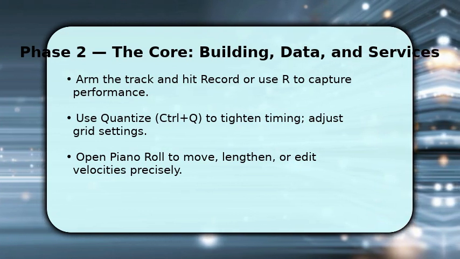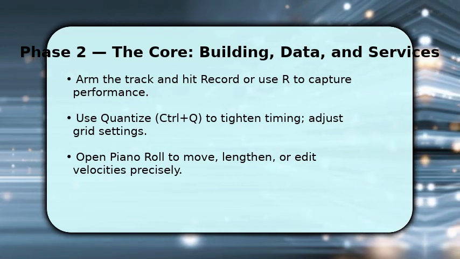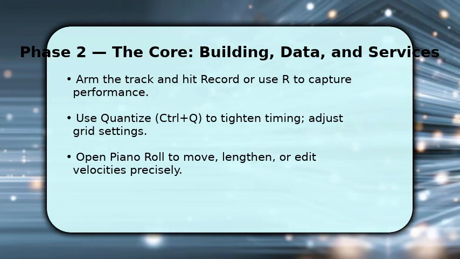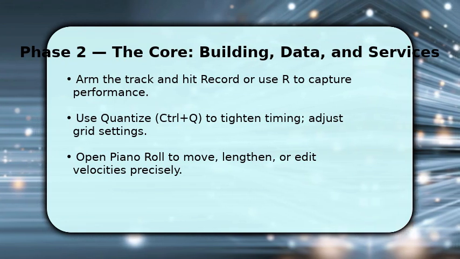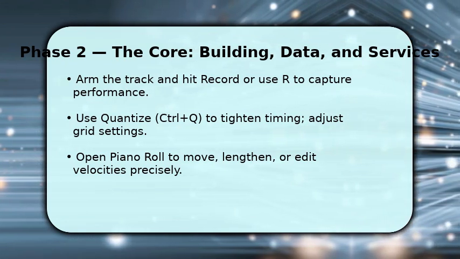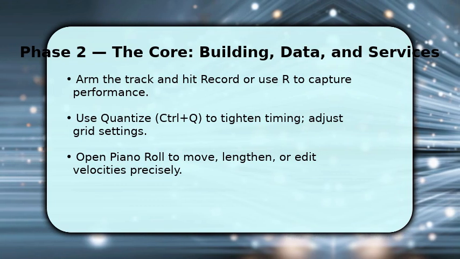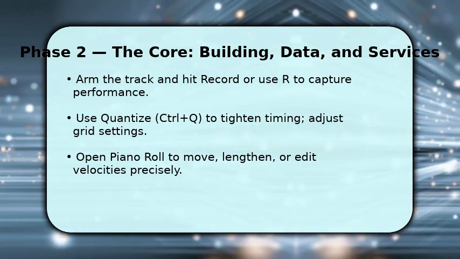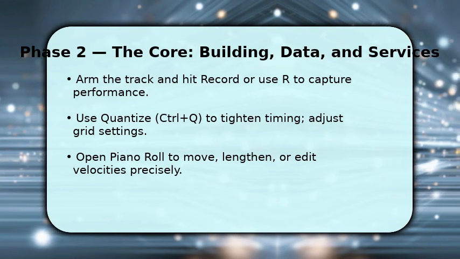Once done, open the piano roll and use quantize with appropriate grid values to snap timing while retaining feel. Change strength if you want a looser result. Make edits by dragging notes, adjusting lengths, and painting velocities for dynamics. Export or bounce when satisfied. Remember to check input monitoring so you hear what you record while playing.